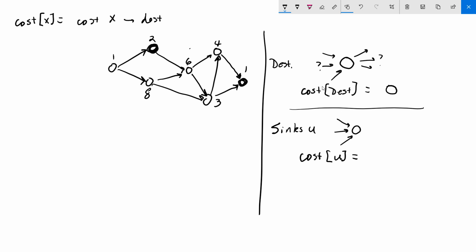If U is a sink, what's the cost of getting from that sink to the destination? Again, assuming that the sink is not itself the destination. It's not possible, right? If it's a sink, there's no way out, so there's no way to get to the destination. So let's just treat that as infinity.